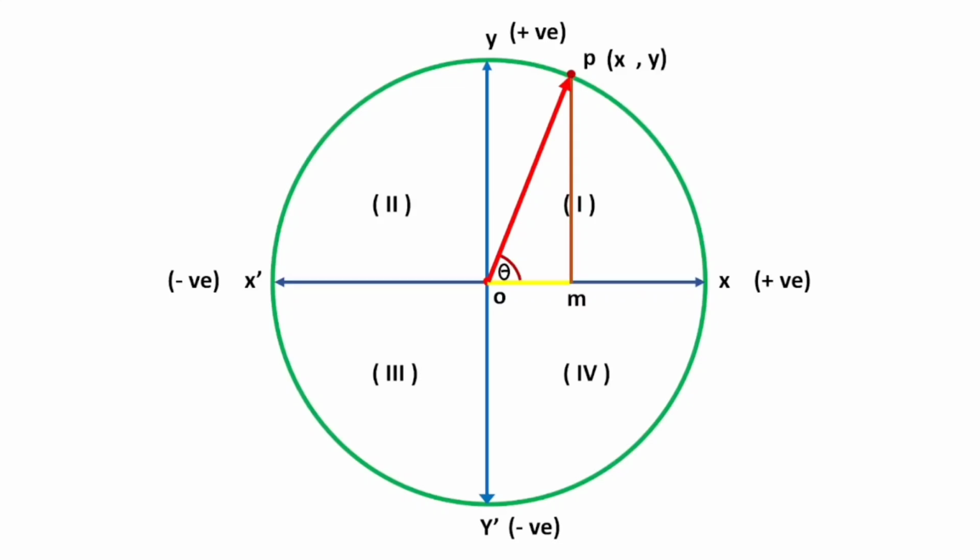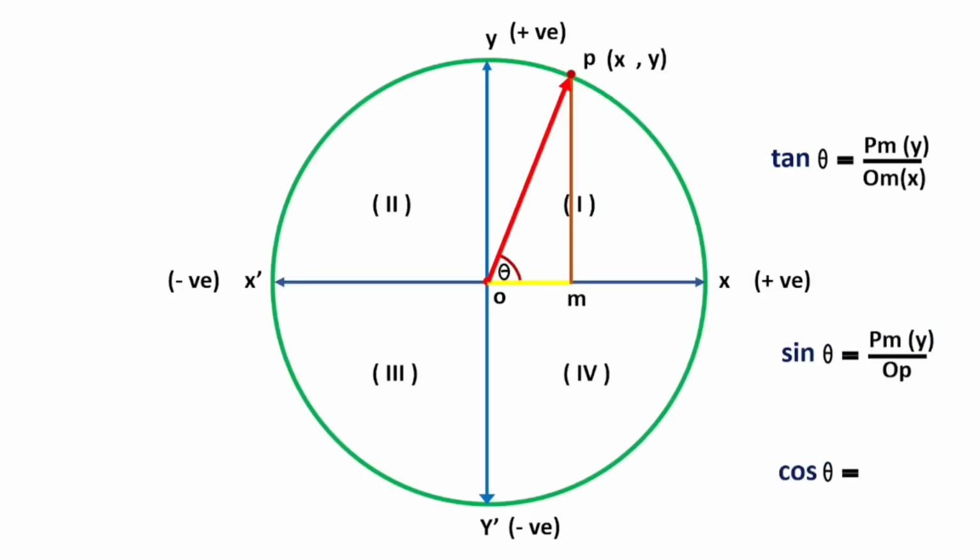theta. Tan theta equals opposite upon base, that is PM upon OM. Sin theta equals opposite upon hypotenuse, that is PM upon OP, and cos theta equals OM upon OP. As x and y both are positive in the first quadrant, that's why tan, sin and cos with their reciprocals are all positive in the first quadrant.